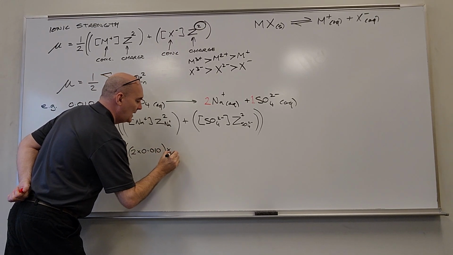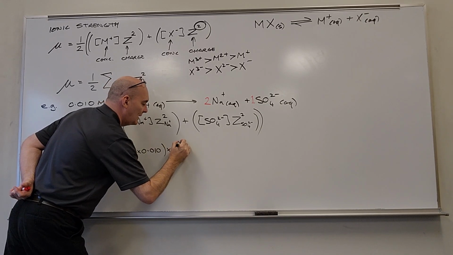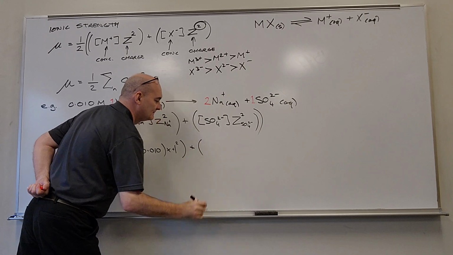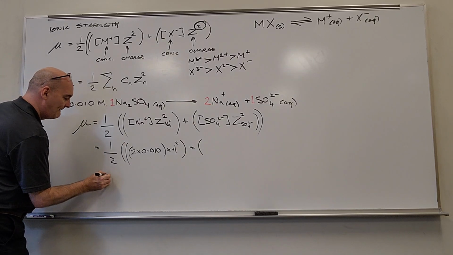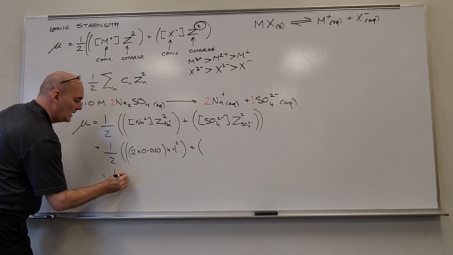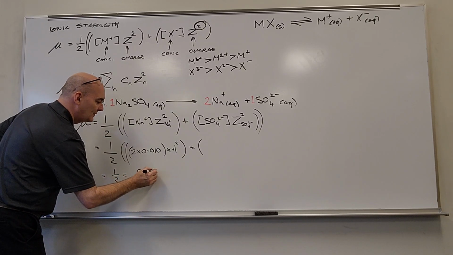And then multiplied by the plus 1 squared. So 0.02 times 1 equals 0.02.